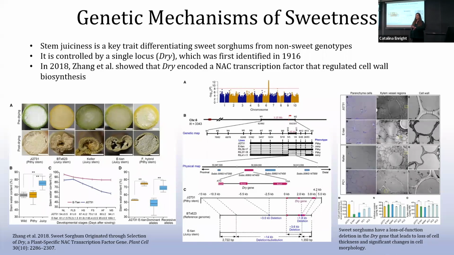It was originally characterized in 1916, but then no one had really looked at the molecular gene underlying it until 2018, so more than 100 years later. But they did find that this gene encodes a transcription factor that regulates cell wall biosynthesis. And what goes on is the sweet sorghums have a loss of function deletion. And so what they get is much less stable cell walls, as well as some other changes. It changes the thickness, and it allows you to accumulate all this water. And also, you don't have these strong structures even when you dry out.